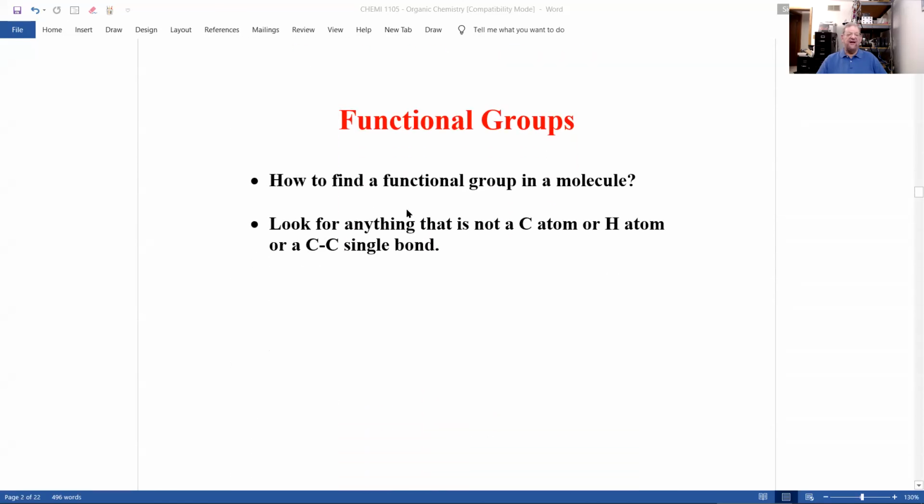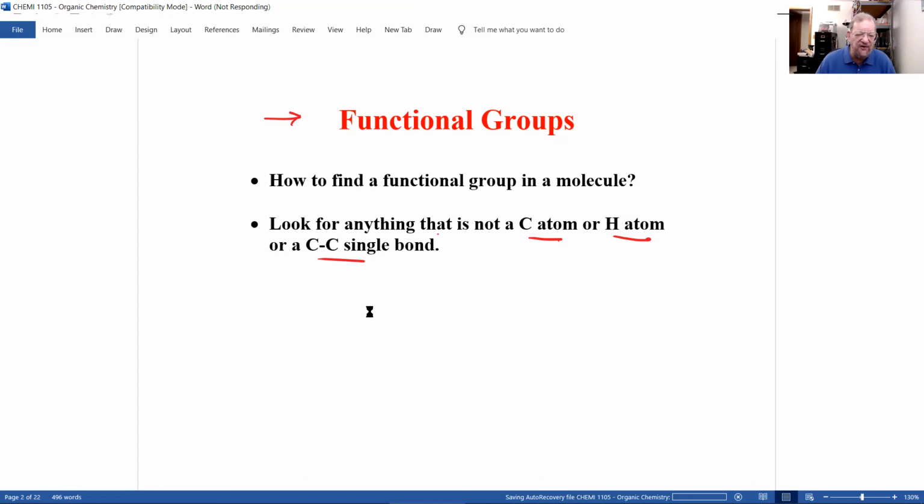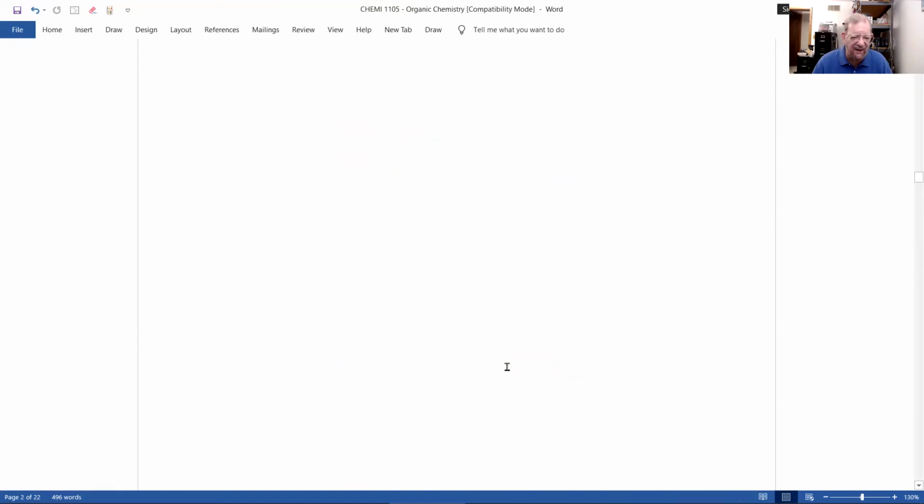Now, this is important: how to find a functional group in a molecule. Look for anything that's not a carbon atom or a hydrogen atom or a carbon-carbon single bond, and that will be a functional group. That's where the fun is. That's where all the action is. So how do you find a functional group? Look for what's different in a molecule: what's not a carbon atom, C, hydrogen atom, H, or a carbon-carbon single bond. So let's back up.